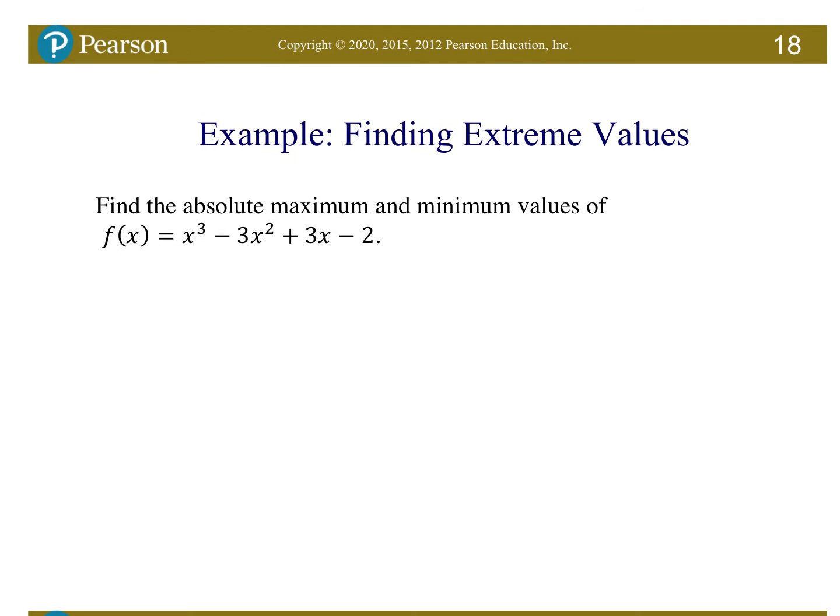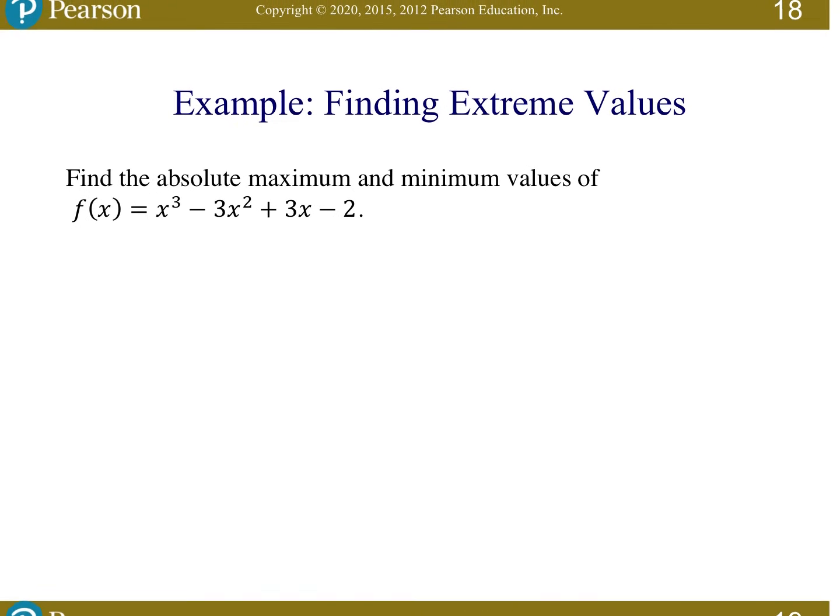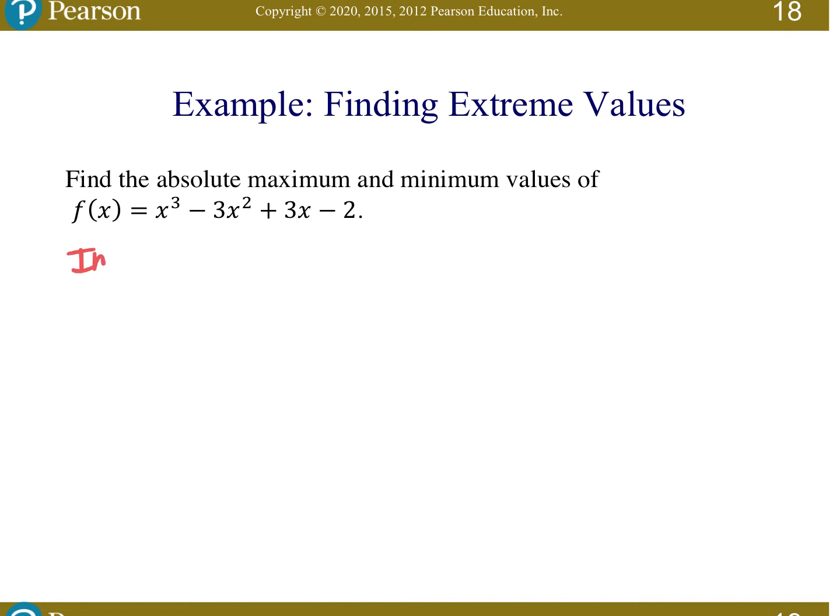So here you go. Here's your first example. Find the absolute max and min of this problem, and there's no closed interval. Okay, there's no closed interval. So that means we have to check the implied domain.